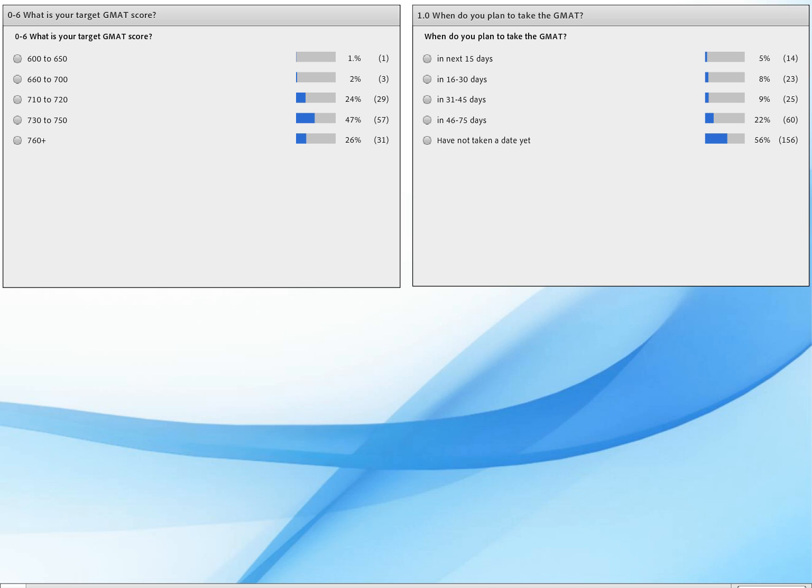Again, you still have data coming in, but what I can see is that about half of you are in that 730 to 750 bucket. Good number if you are in the 760 plus as well. Similarly, a very similar number in the 710, 720, and about 5% in the 600 to 700 bucket. Thank you very much for those responses.